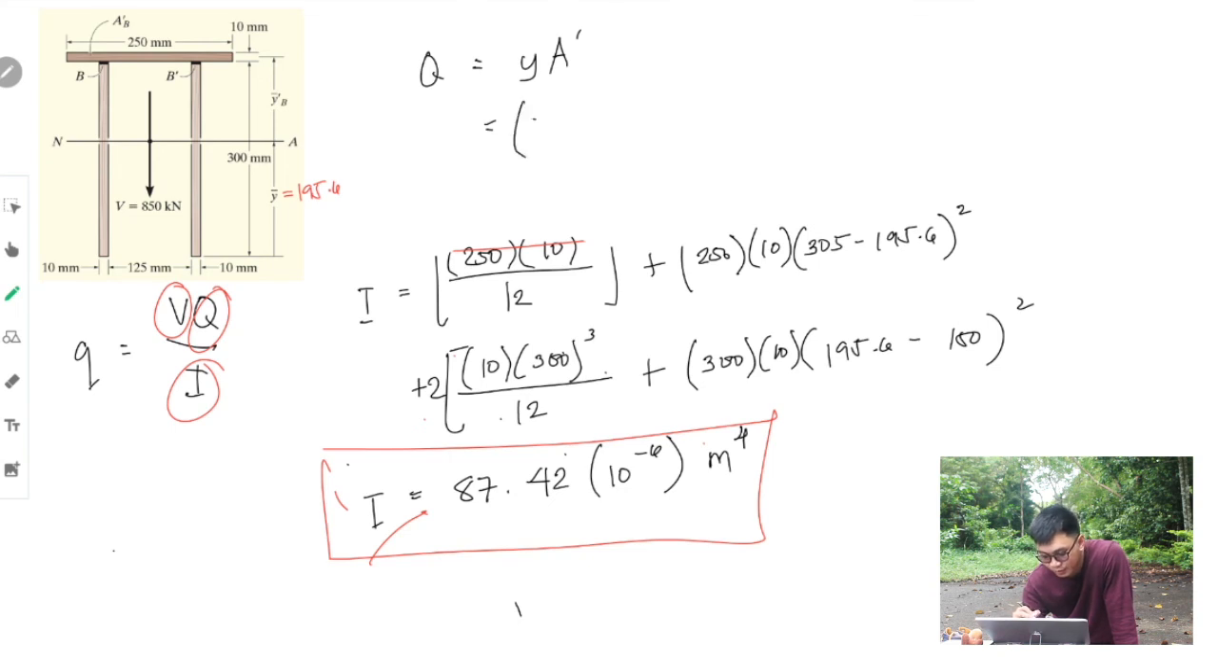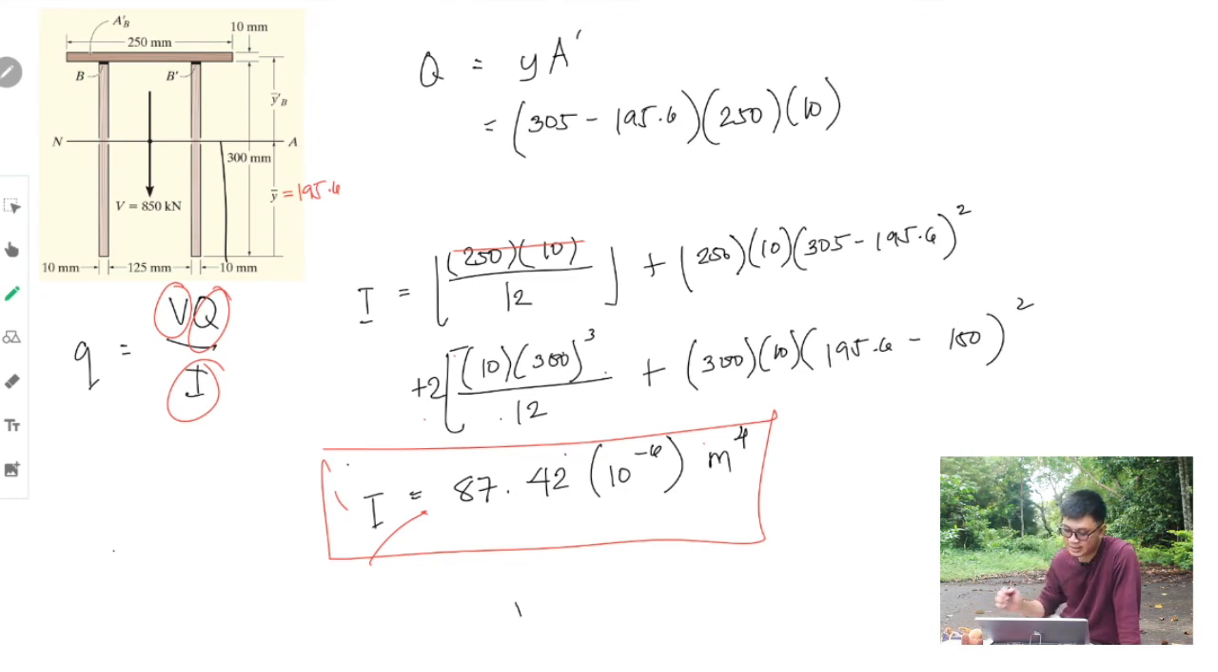So, that is 305 minus the distance here, which is 195.6, times your A, which is 250 times 10. Am I right? Yes, I'm right. Then your Q is therefore 0.2735 times 10 to the negative 3 meters cubed.